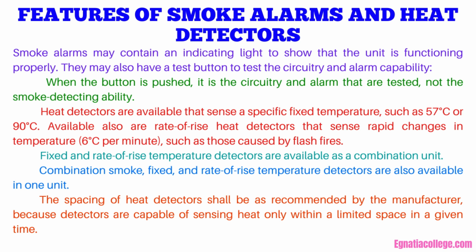Heat detectors are available that sense a specific fixed temperature, such as 57 degrees Celsius or 90 degrees Celsius. Available also are rate of rise heat detectors that sense rapid changes in temperature, 6 degrees Celsius per minute, such as those caused by flash fires. Fixed and rate of rise temperature detectors are available as a combination unit. Combination smoke, fixed, and rate of rise temperature detectors are also available in one unit. The spacing of heat detectors shall be as recommended by the manufacturer, because detectors are capable of sensing heat only within a limited space in a given time.